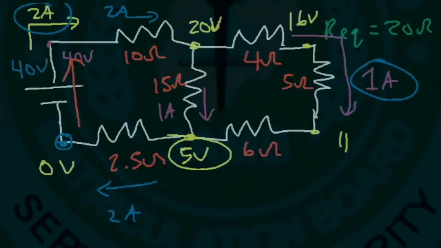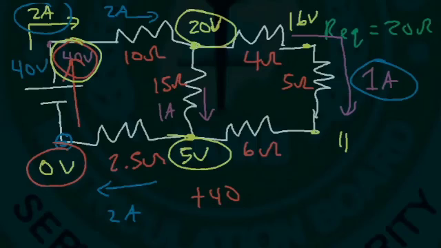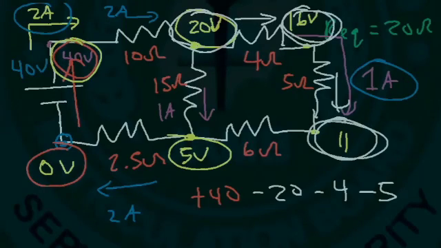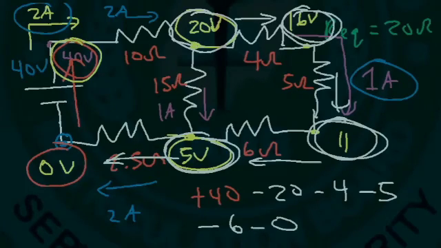As we go up through the battery, it's going to increase the voltage by 40. We went from 0 to 40. Now starting from 40, we're going to go to 20, so that's a voltage drop of 20. And then from 20, we're going to travel to 16, so that's a voltage drop of 4. And from 16, we're going to go to 11, so that's a voltage drop of 5. And from 11, we're going to go to 5, that's a voltage drop of 6. And from 5, we're going to go back to 0, which is a voltage drop of 5.